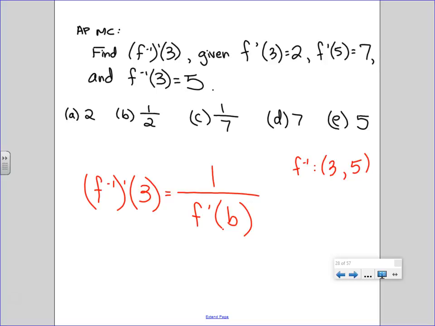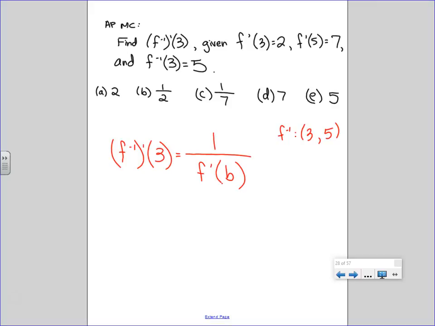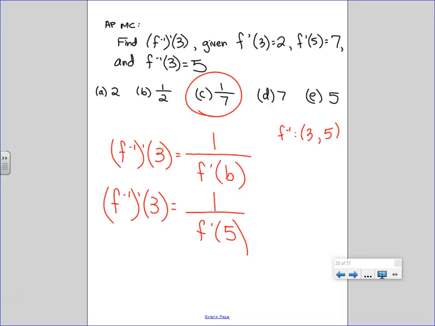They gave us the point. They gave us the AB. All we have to do is figure out how to use it. Our little formula says, plug in the b, the y value of the inverse, which is 1 over f prime of 5. And who is f prime of 5? 7. Final answer is C.